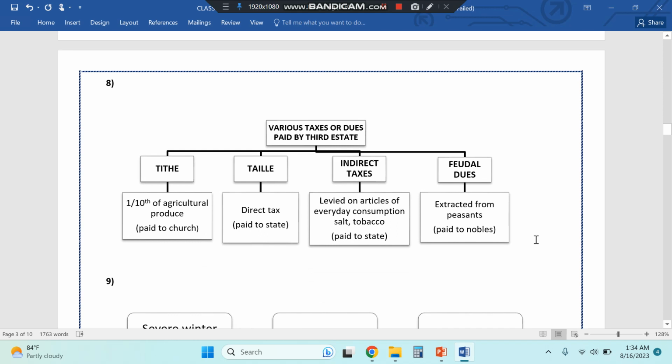Then point number 8, in case you are asked, what were the different types of taxes paid by the members of the third estate? So these are the 4 types of taxes: tithe, tax, indirect taxes, and feudal dues. Write it in flowchart form only. Do not write it in points. Let's learn to create flowcharts also.